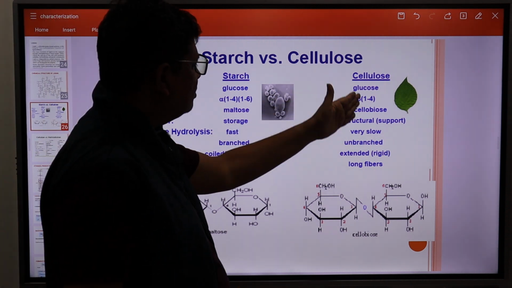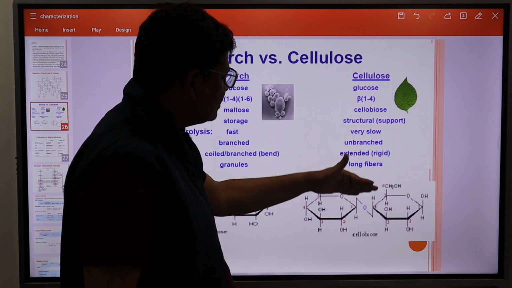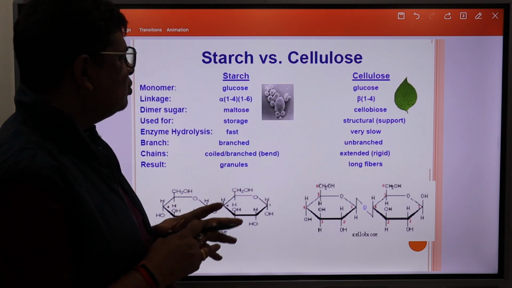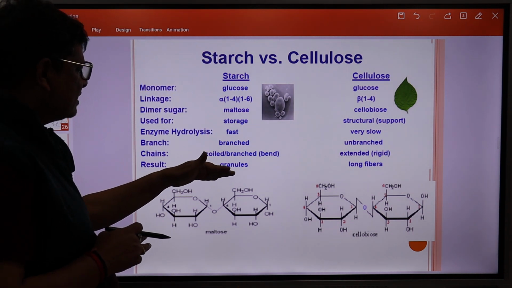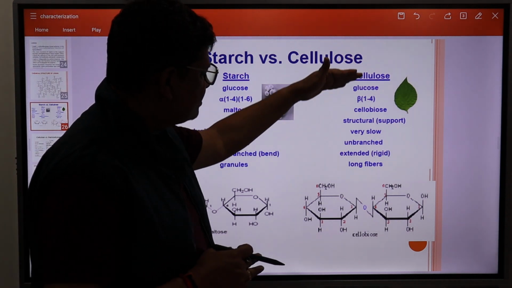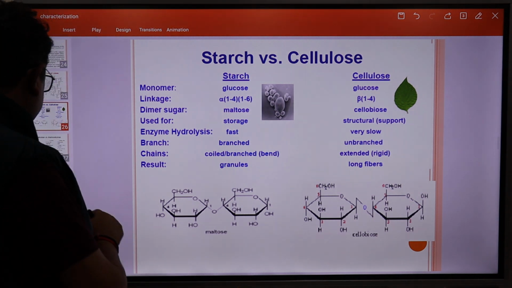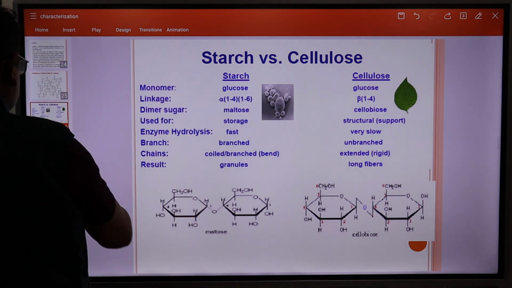These are the cellulose: glucose, beta 1,4, cellobiose. So what are you saying? You are saying how these two components are fabricated. Starch comes in the form of granules, in coil form, bending form, while cellulose comes as long fibers, like a chain. So this is the basic message of this particular presentation.